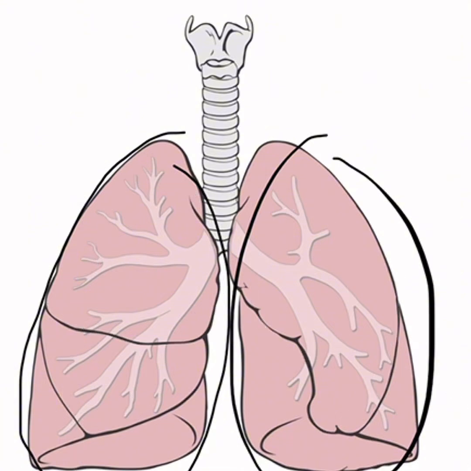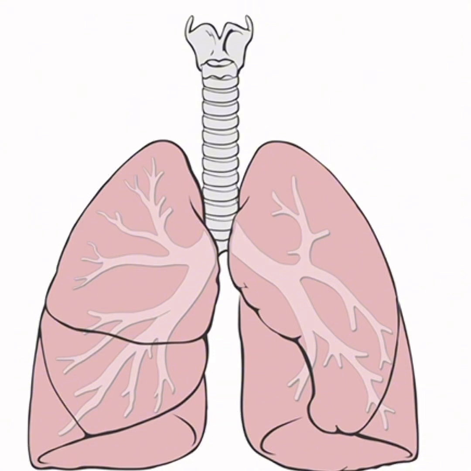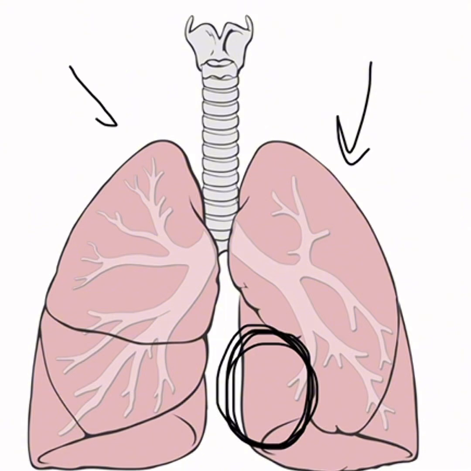Why do these differences happen, or why do we have only two lobes on the left side? Because on the left side we have the heart, so the heart is located here. Because of that, the left lung is basically smaller than the right side.